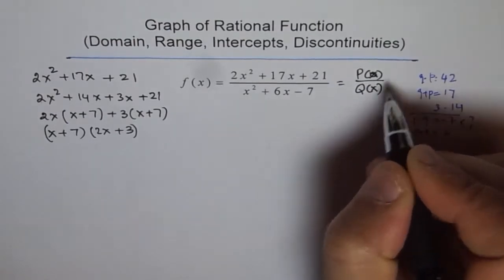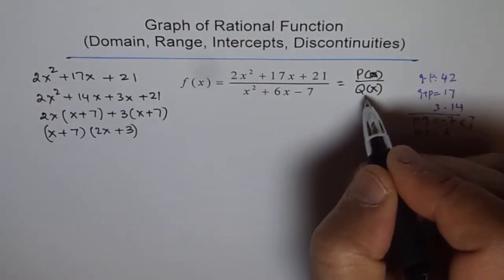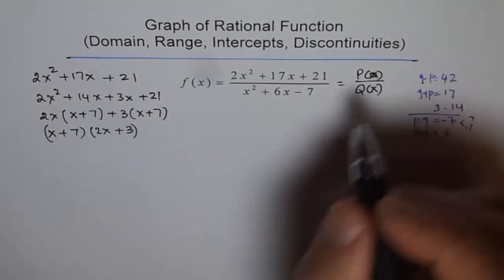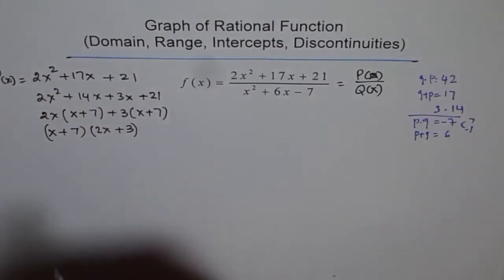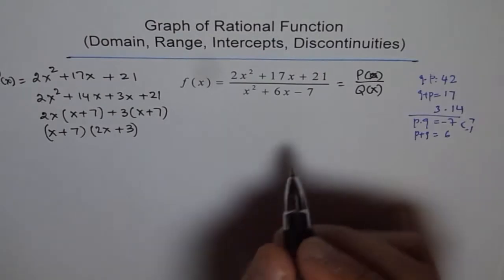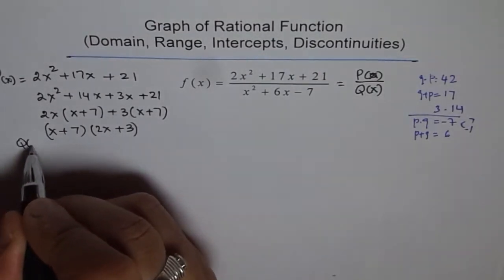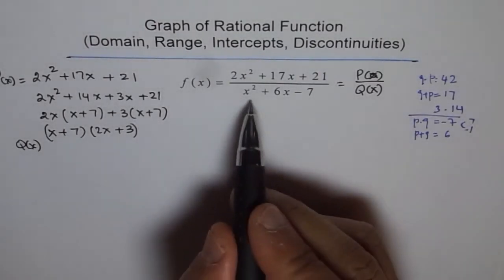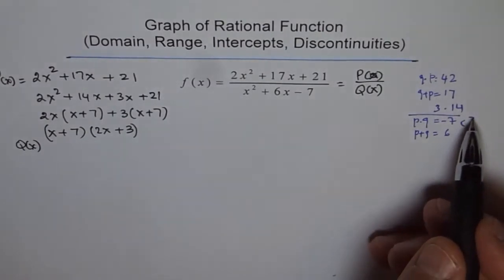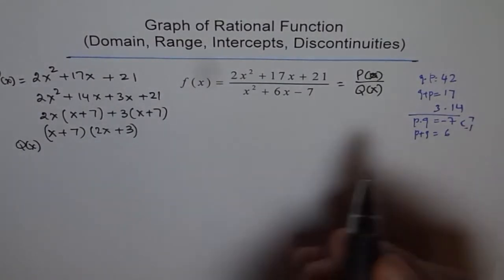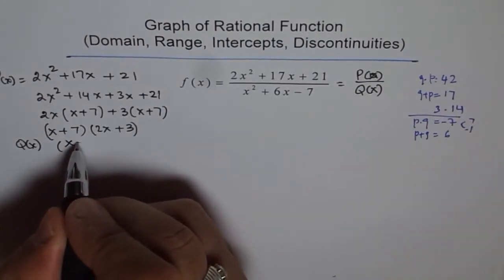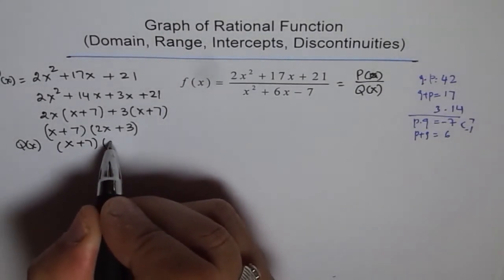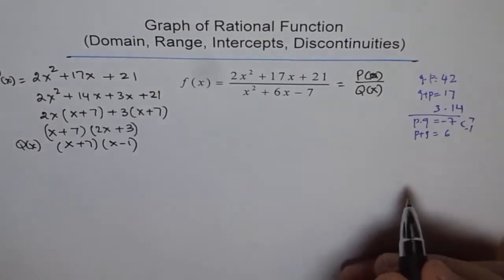Where p and q are polynomials and q(x) cannot be 0, correct? So this is our numerator, that is p(x), correct? So we get p(x) in the factored form. Similarly, we can write q(x). Now q(x) in the factored form is, we found the two numbers to be 7 and -1. So that could be written as (x + 7)(x - 1). So we got it in factored form.